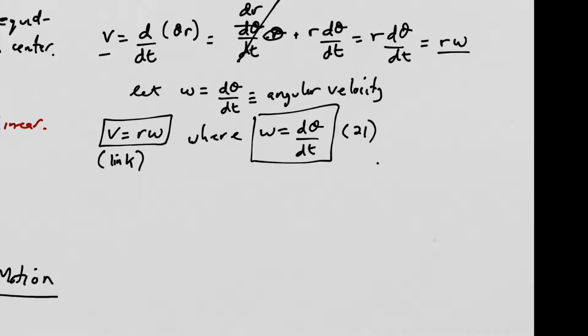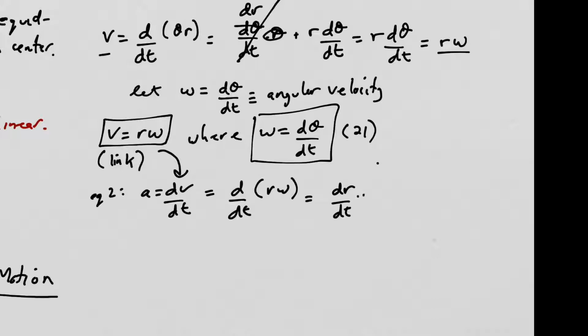If we follow the same line of thinking, but now start from equation 2, where acceleration is dv dt, we can now plug in the link equation from above for velocity, which tells us that acceleration is the time derivative of r omega, which by the same rationale as above is dr dt times omega plus r d omega dt, which again, since the radius is constant, just leaves us with r d omega dt.